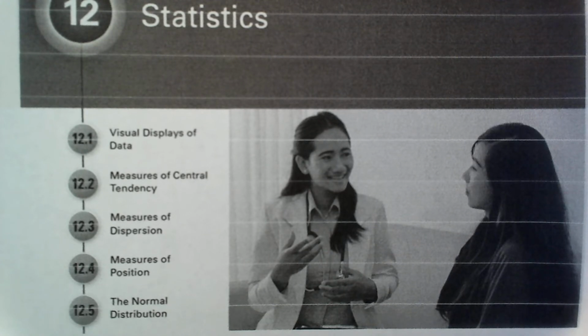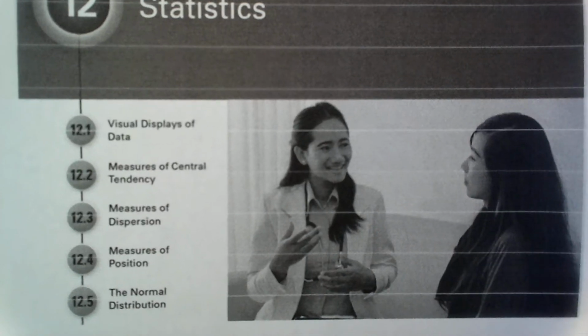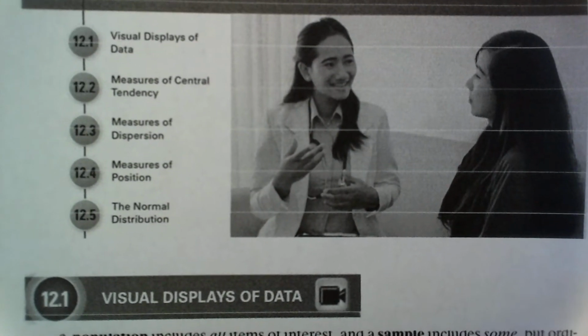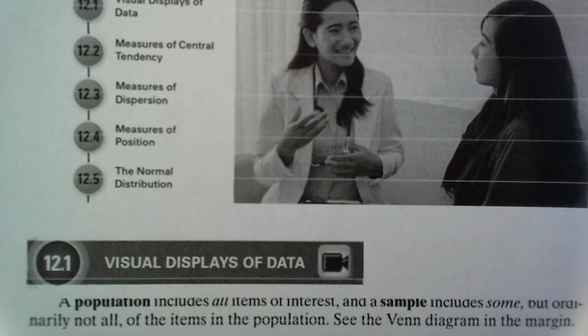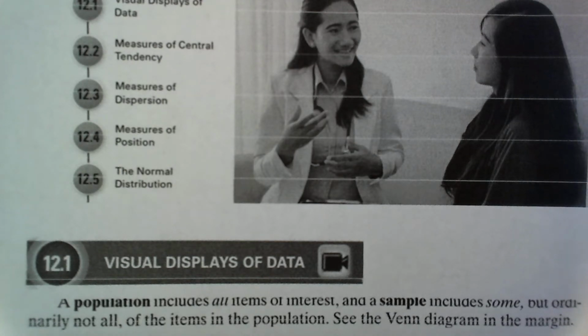So this section is 12.1, and it is about visual display of data. And as usual, there's some definitions, and one of them is the amount of a population. And so the population includes all items of interest. And the sample includes some, not necessarily all of the items of the population. And so you've seen a Venn diagram, and we're going to make one of those in just a moment.